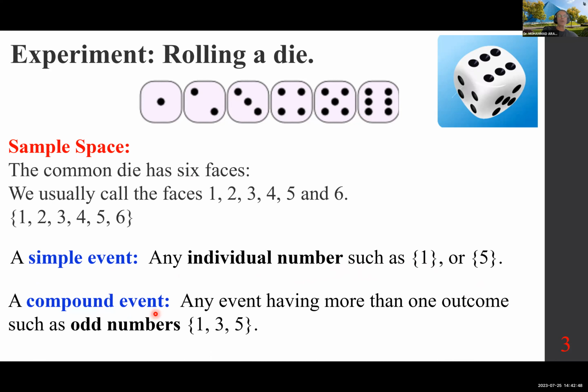A compound event, any event having more than one outcome, such as odd numbers, which would be 1, 3, 5. So here's the sample space. Here's a couple of examples of a simple event. Here's an example of a compound event.